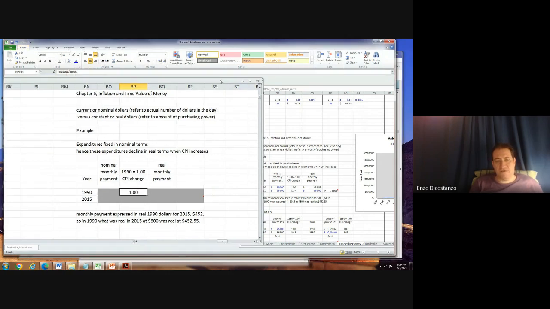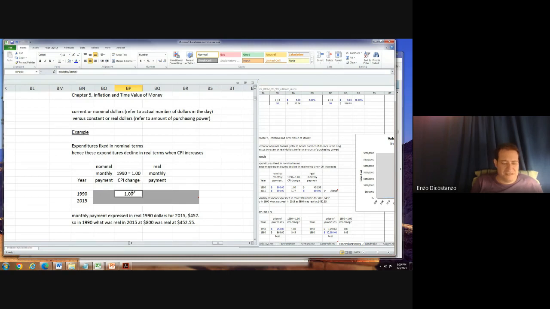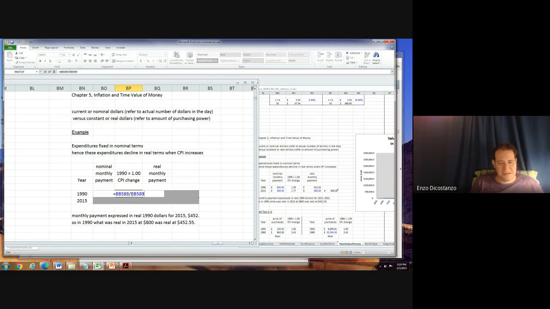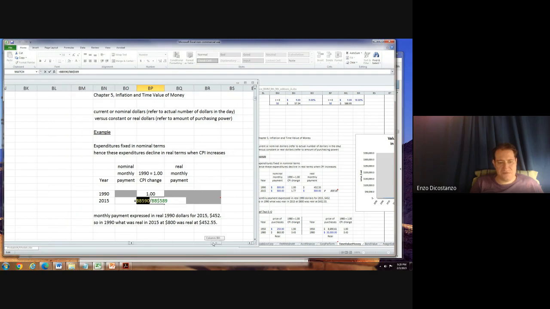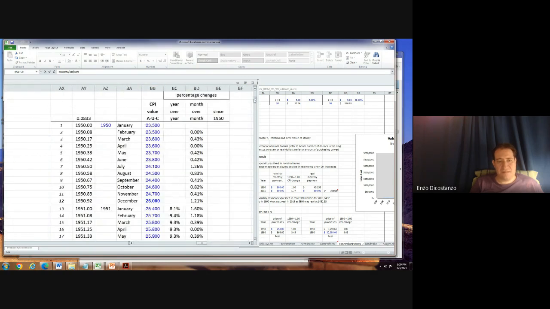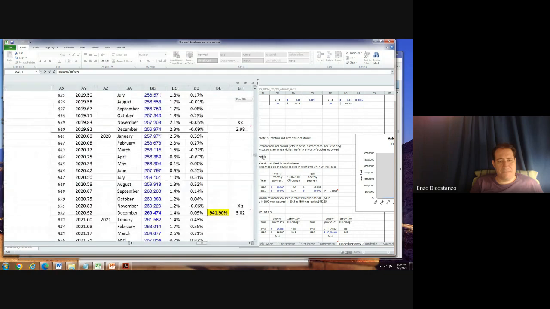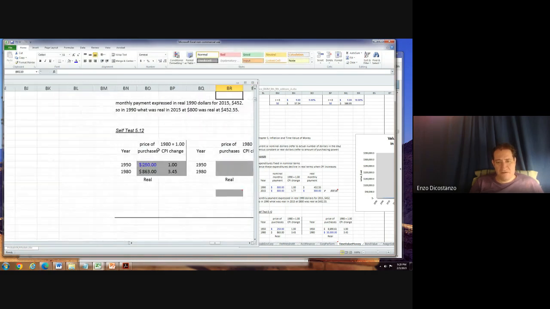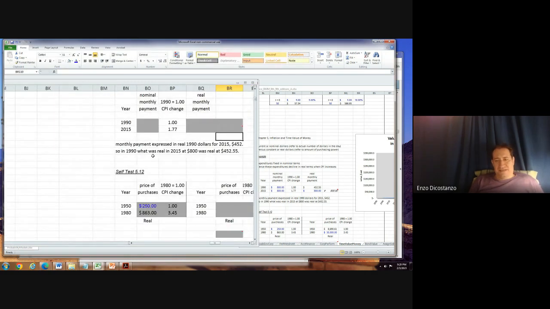Okay, we looked at that one. So what we did is we took the December 1990 CPI, a good year, and then we compared it to 2015, whatever we had in 2015. So this is going to be locked. Control D, and this numerator, you can just go find what 2015 was. And there's 2015 right there. 1.77.